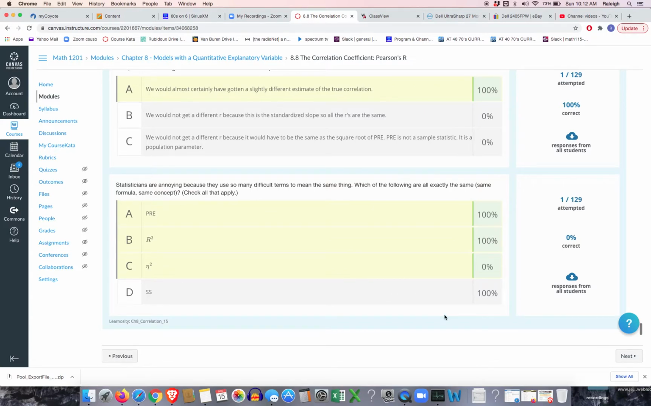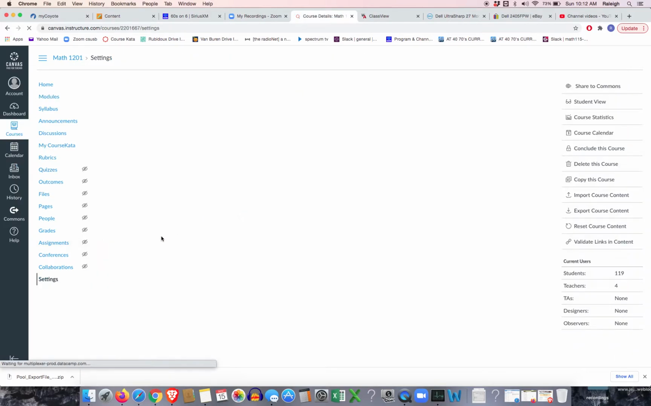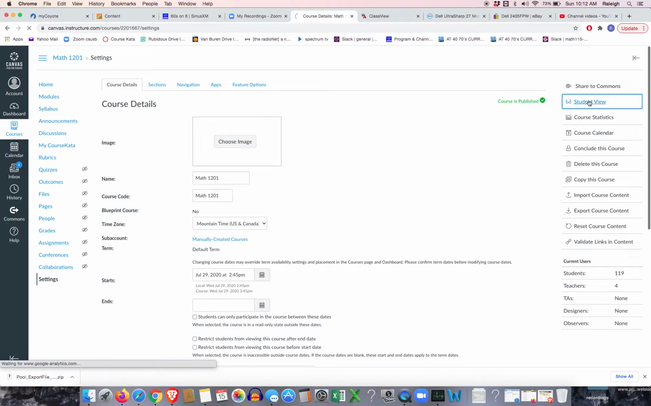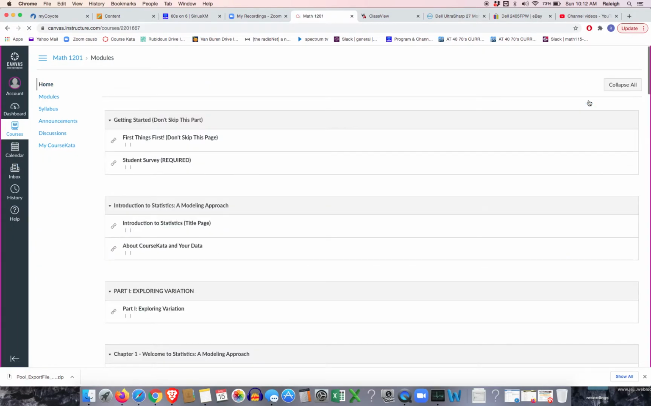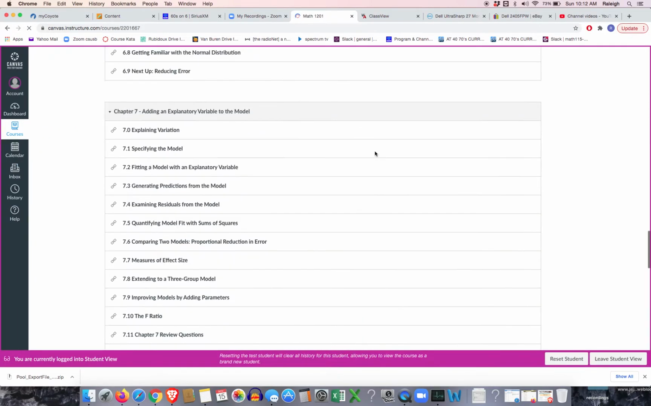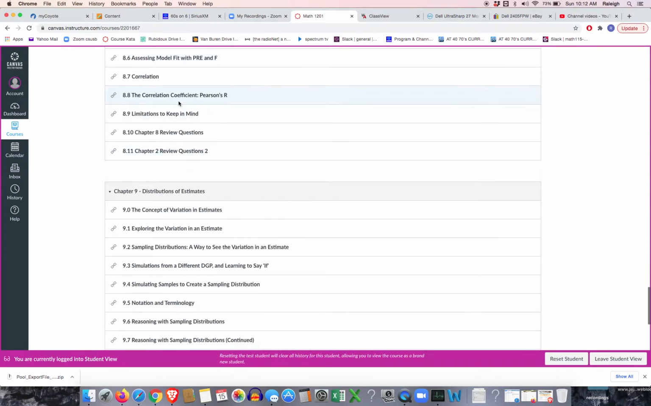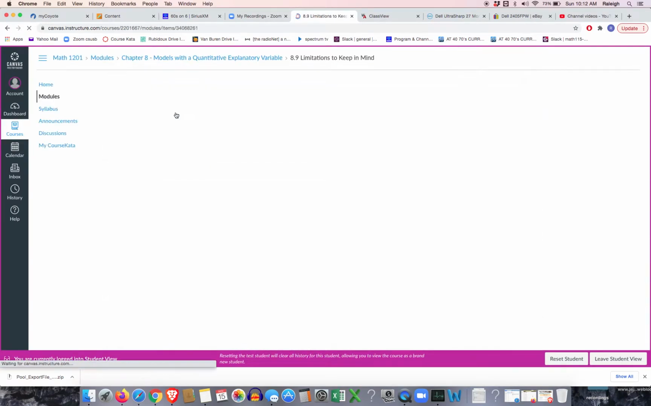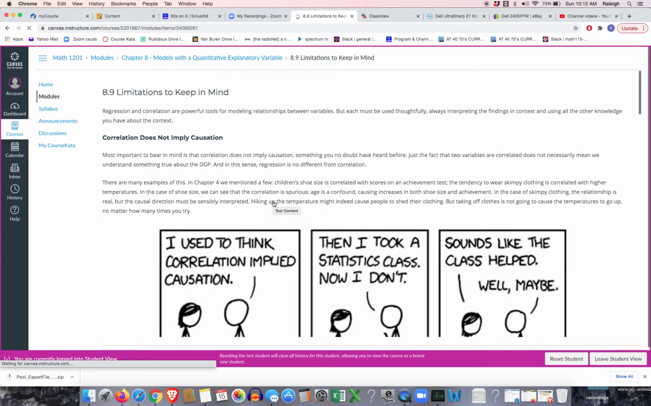Okay, so let's go back to settings, and I'm going to get into 8.9, and let's see if we can get to student view so I don't have to tip my hand quite so quickly here, and I can talk around and only hint at the answer instead of just handing it to you so you don't have to do any thinking. So let's go to 8.9. This is a very, very quick one. Limitations to keep in mind. And correlation does not imply causation.